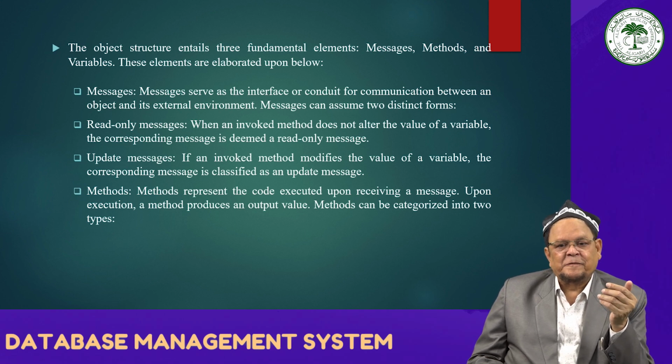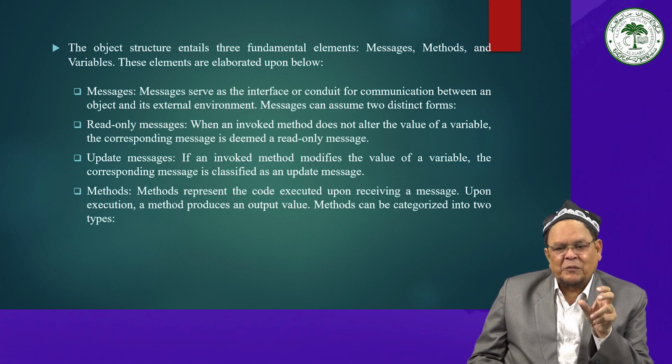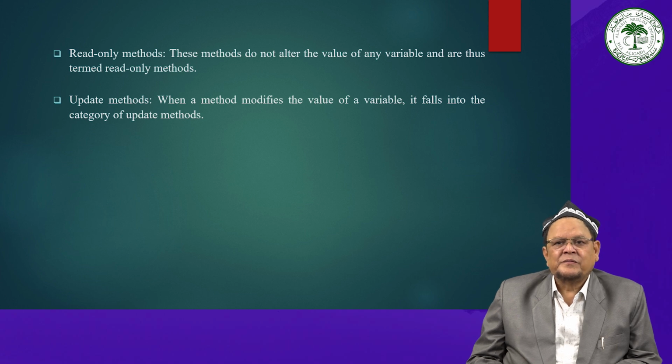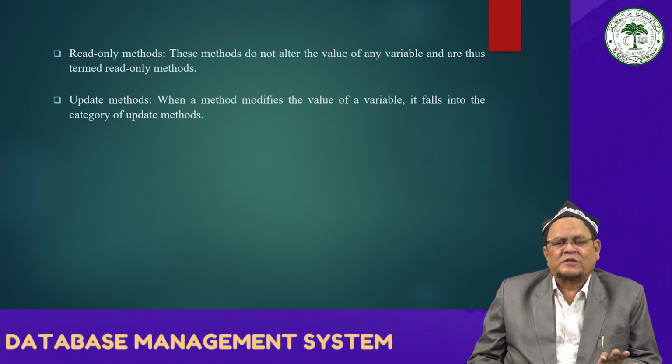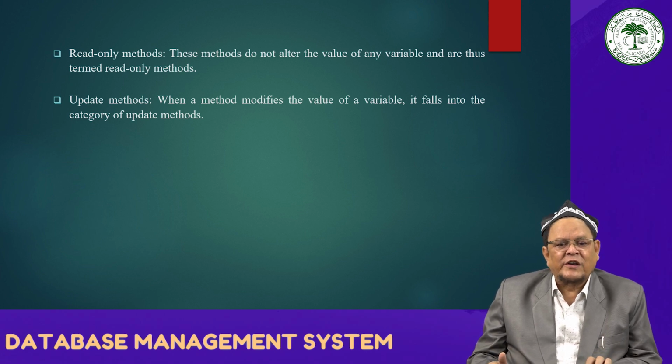The next is the method. Methods represent the code executed upon receiving a message. At the time of execution, a method produces an output value. Methods can be categorized into two types. One is read-only method, the next is update method. Read-only methods do not alter the value of any variables and are thus termed read-only methods. Only it will read that. An update method will modify the value of a variable and falls into the category of update methods.